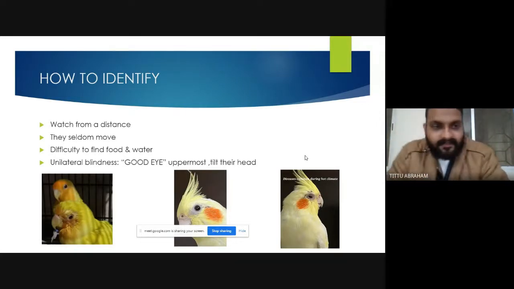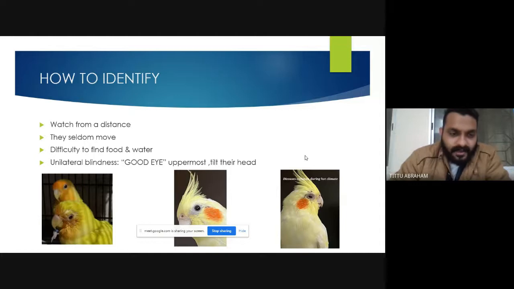In order to identify whether your bird has some kind of disease, or any eye affections, it's better to watch from a distance. As you all know, birds are always masters of disguise. They do not show their symptoms until they are severely infected or severely weak. They will act normal, especially in the case of eye and grave diseases, they try to mask their diseases to the end.